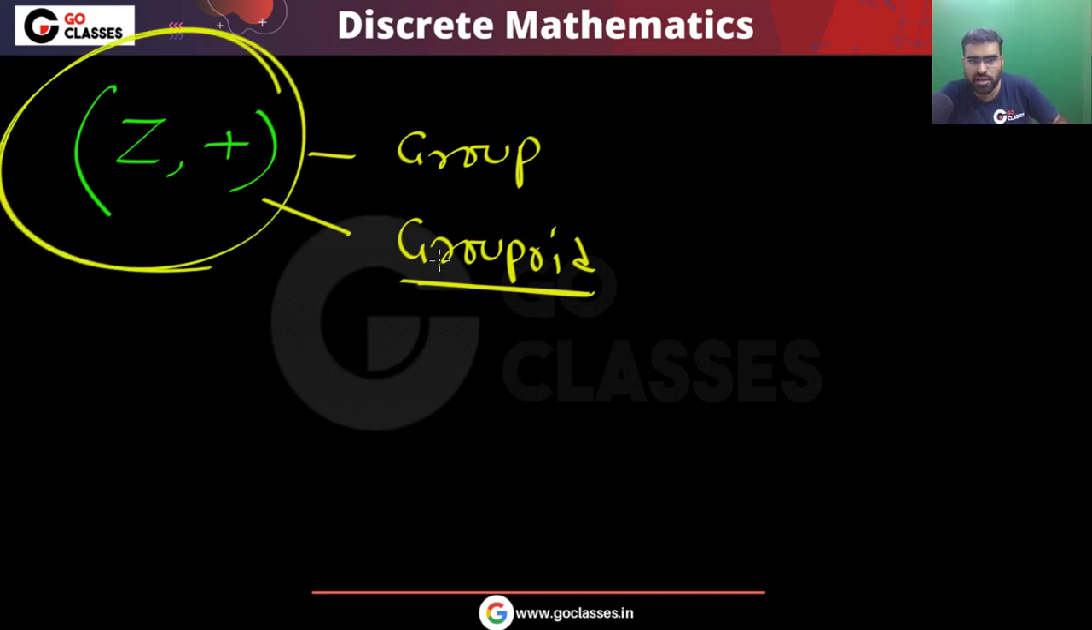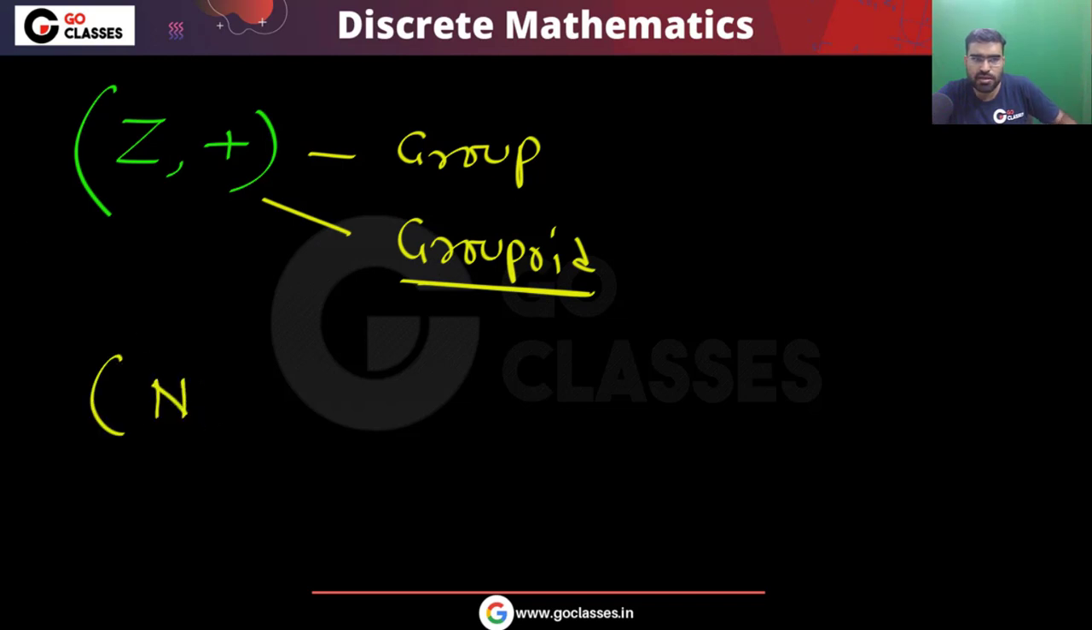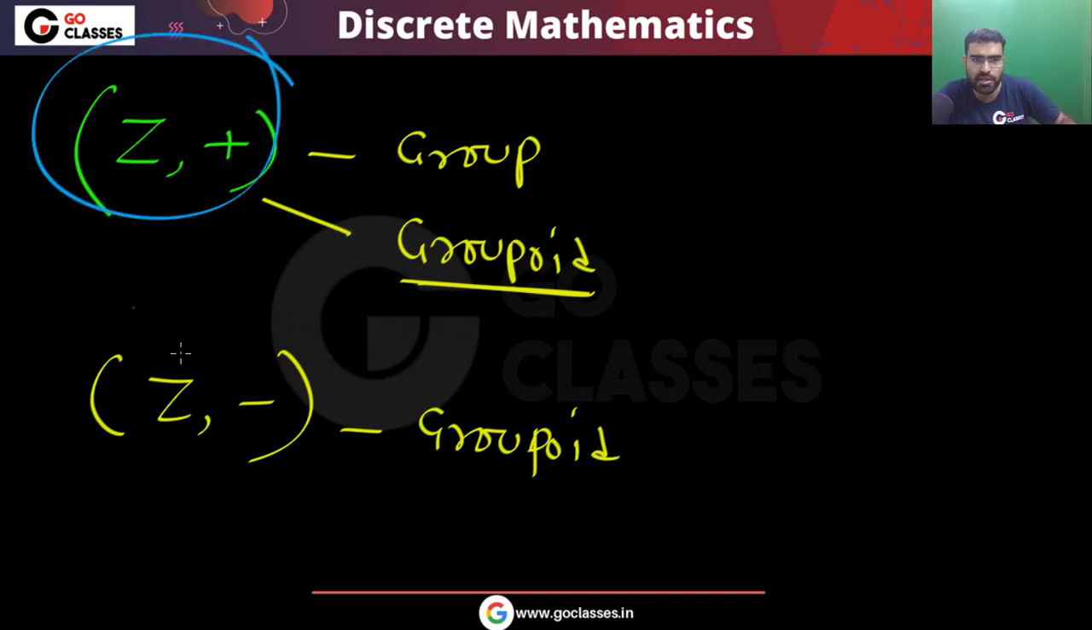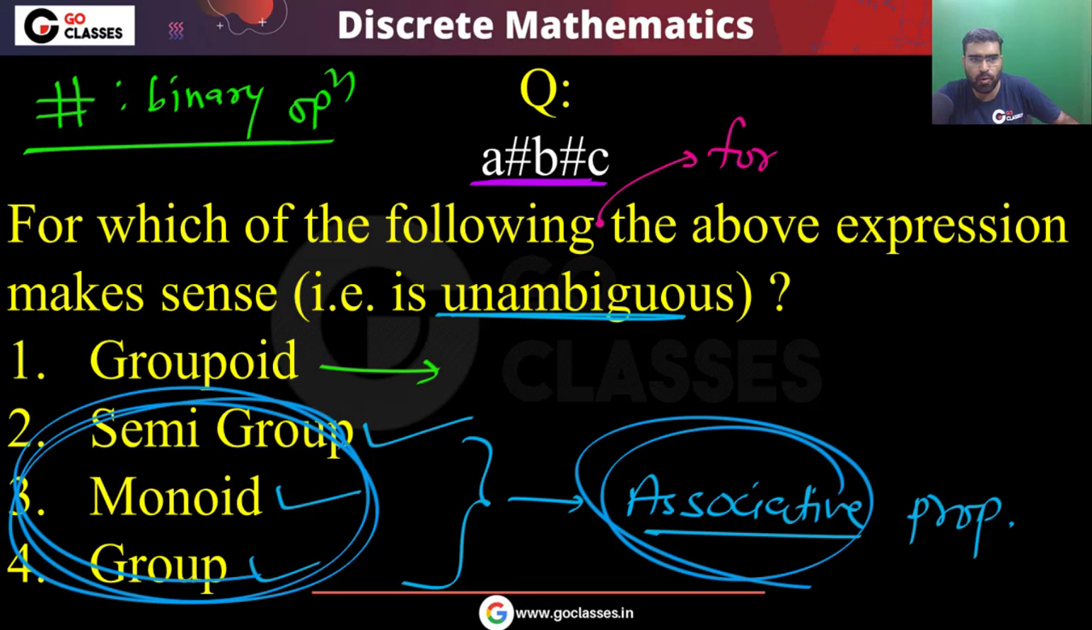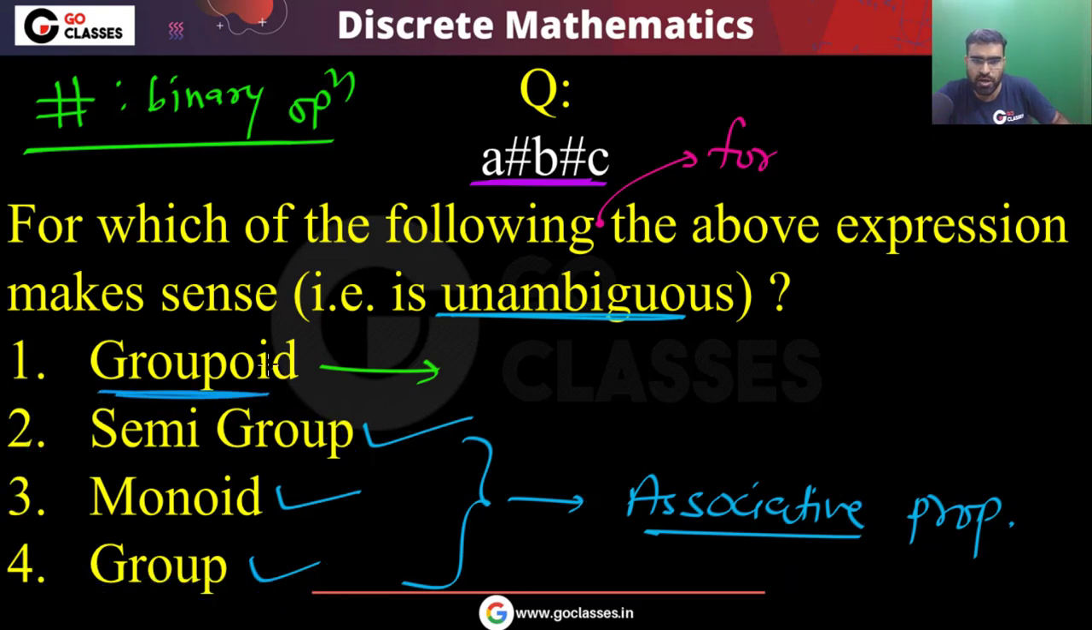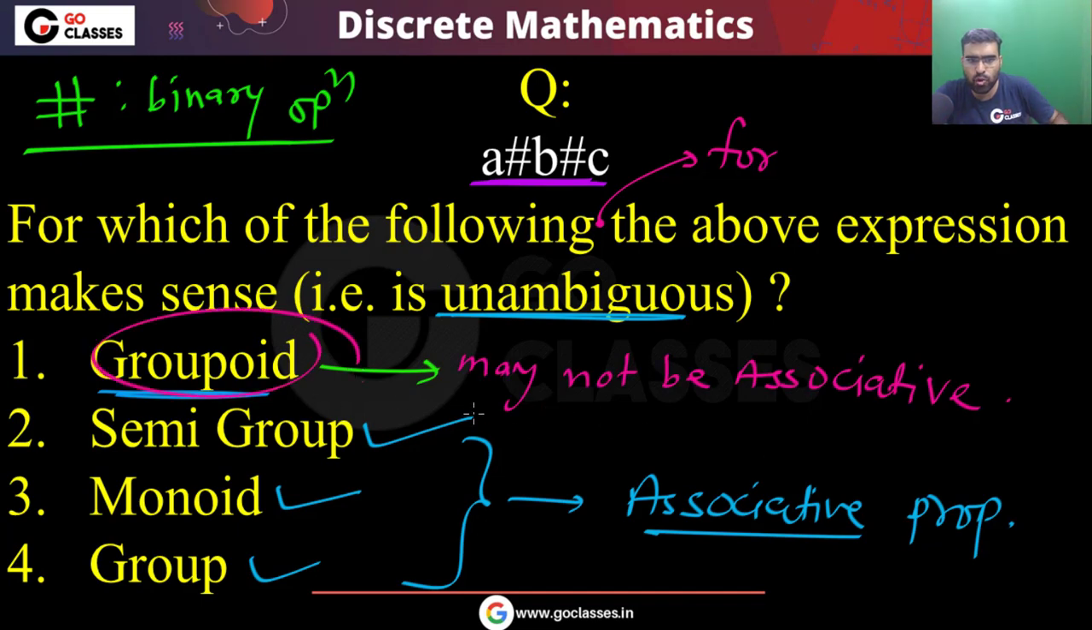This groupoid has the associative property, but I can give you some other groupoid that may not. For example, integers with subtraction is also a groupoid, but it does not have the associative property. So all these structures have the associative property, but a groupoid may not be associative.